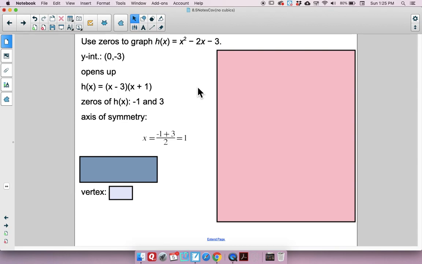And now we need to get the vertex. And then once we have that, we can just plot all the points and we're good to go. So how would we figure out the vertex? Well, we know the x-coordinate, right? Because the vertex is always on the axis of symmetry.